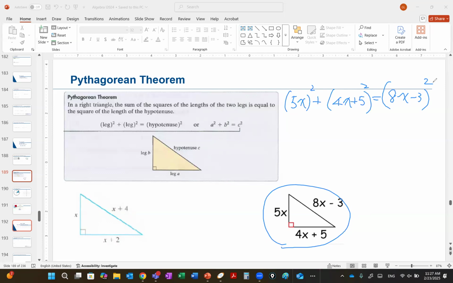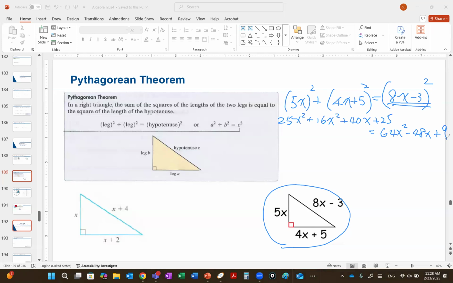So let's go to the expansion. Here is 25x squared. Here is 16x squared plus 40x plus 25 equals the right part. The right part equals 64x squared minus 48x plus 9. Very good. All right, very good.